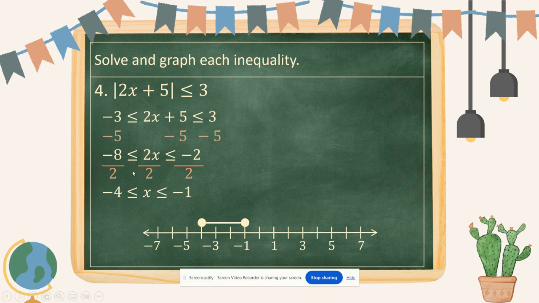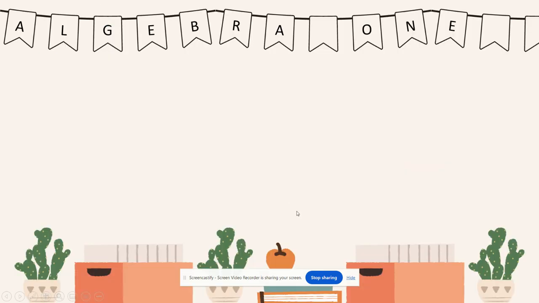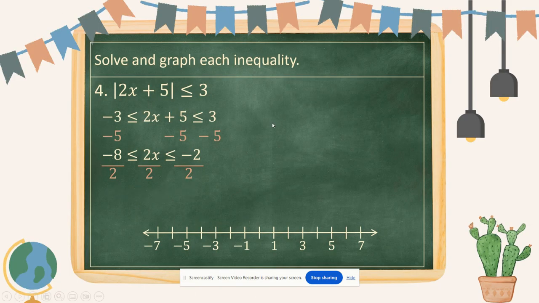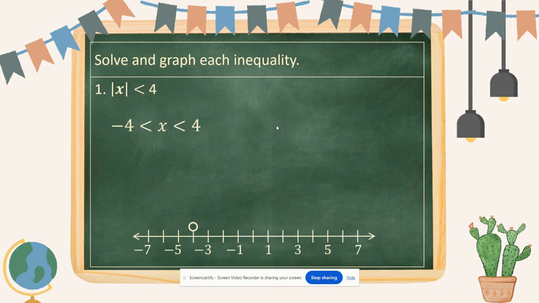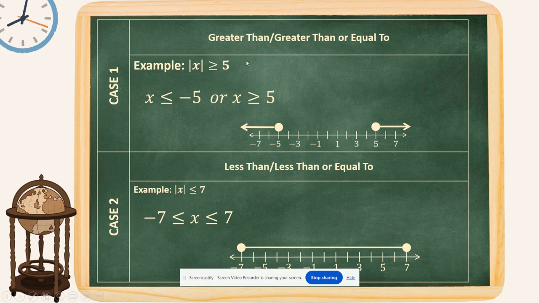So the biggest thing I would say with this 4.0 lesson, guys, is remember what graphs like what. And if you ever forget, you can always go back to that first section of the notes and just remember greater than and greater than or equal to, they're going to graph like or. Less than and less than or equal to, they're going to graph like and. This part right here is going to be very helpful for you guys.